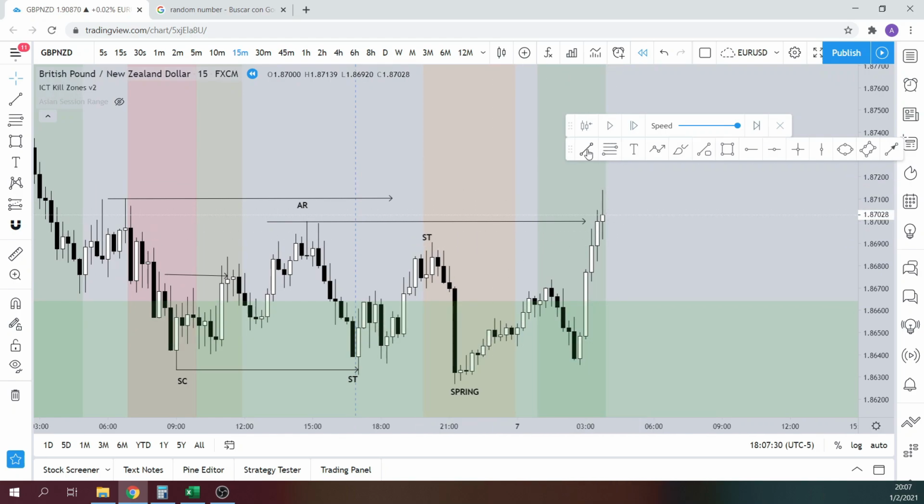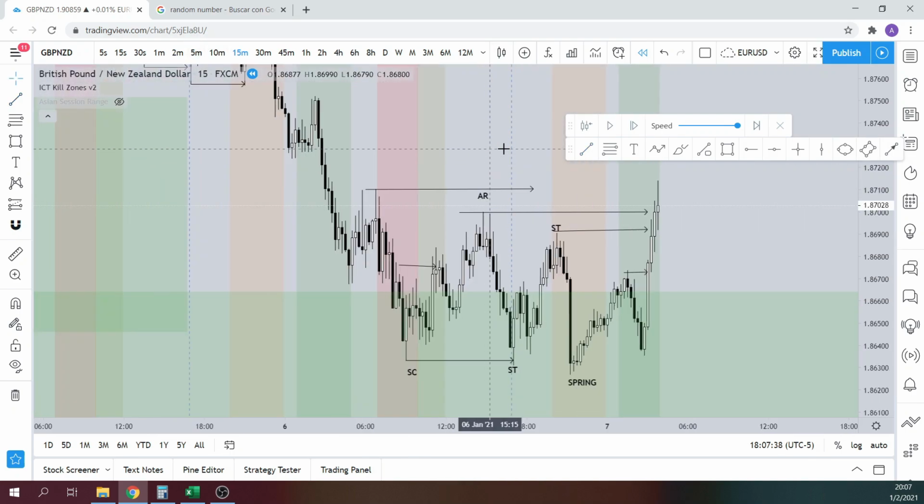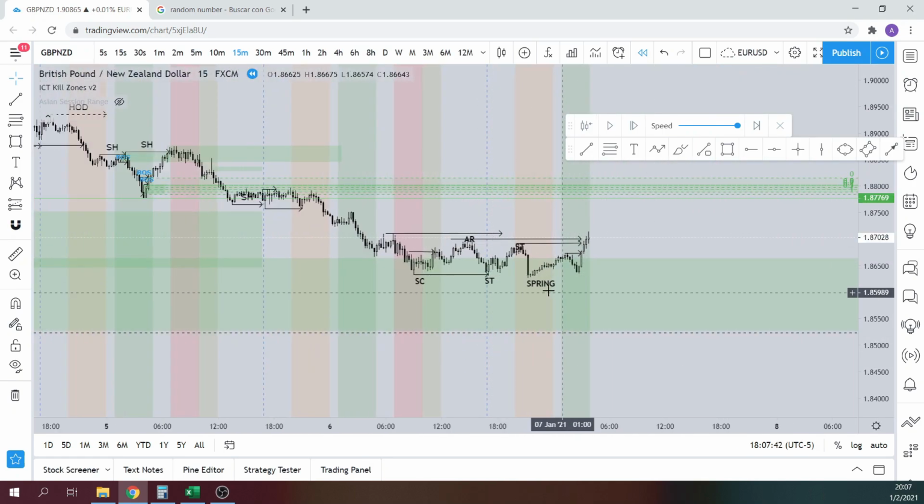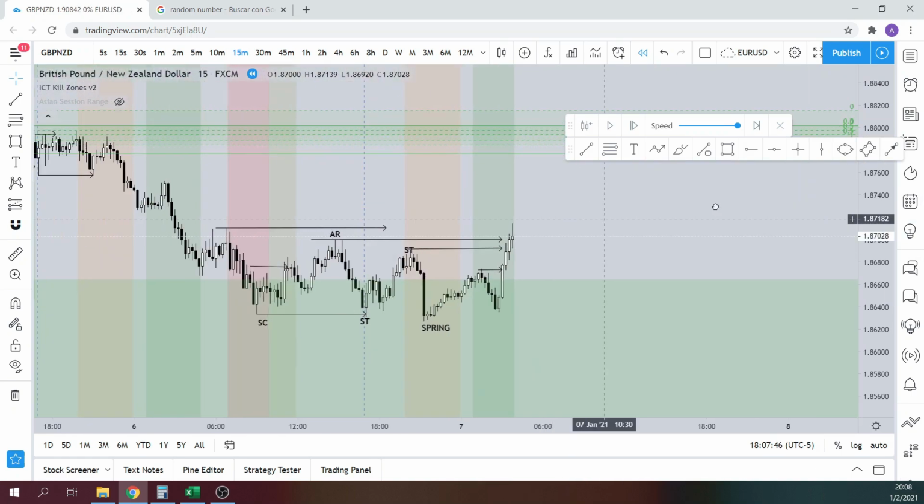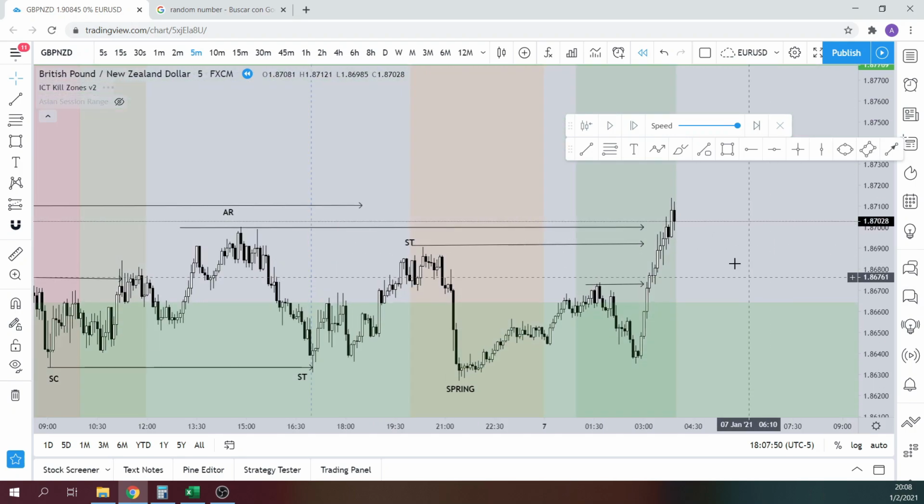We can see we have a clean break on market structure here and here. So now this might be the indication of a reversal to the upside to go after buy side liquidity, and you can see that this is happening inside of the 4-hour order block that we saw earlier. So let's go down to the 5-minute chart and see what do we have here.